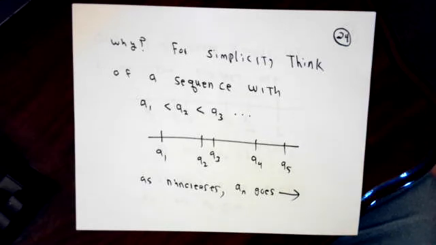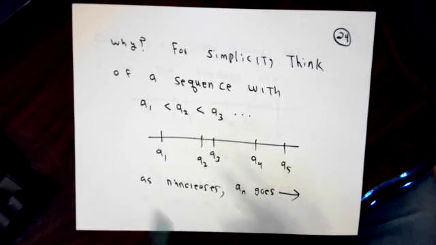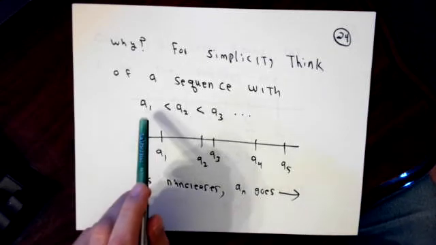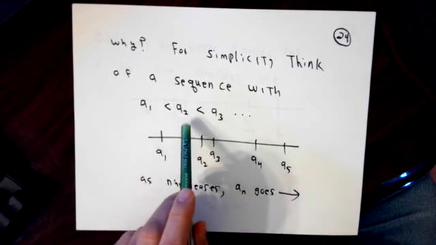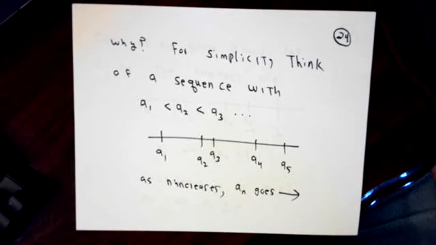I want to think about why this is. If you take math reasoning, you'll do a whole bunch of logical thinking along this line. It's not a bad place to start here. For simplicity, I'm going to think of a sequence where the individual sequence members, the A numbers, get steadily bigger as you increase the index. So A1 is going to be strictly less than A2, which is less than A3, which is less than A4, and so on and so forth.